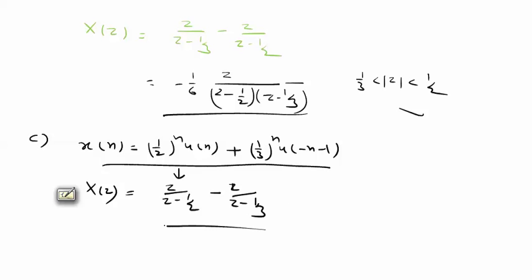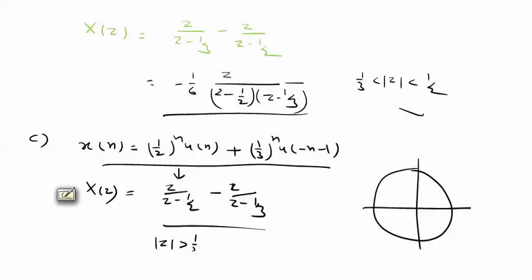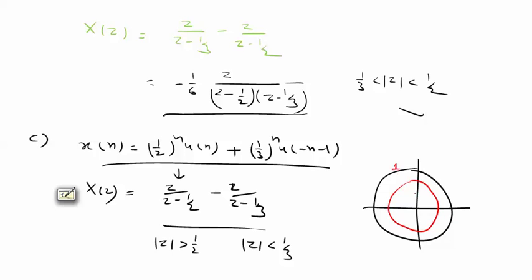Before subtracting, we check for ROC. Again draw a unit radius circle and mark. This term has ROC greater than half. This term has ROC less than 1 by 3. Now I draw a circle having radius half. This is the one radius circle. This is the half radius circle. The ROC is the exterior of this circle.